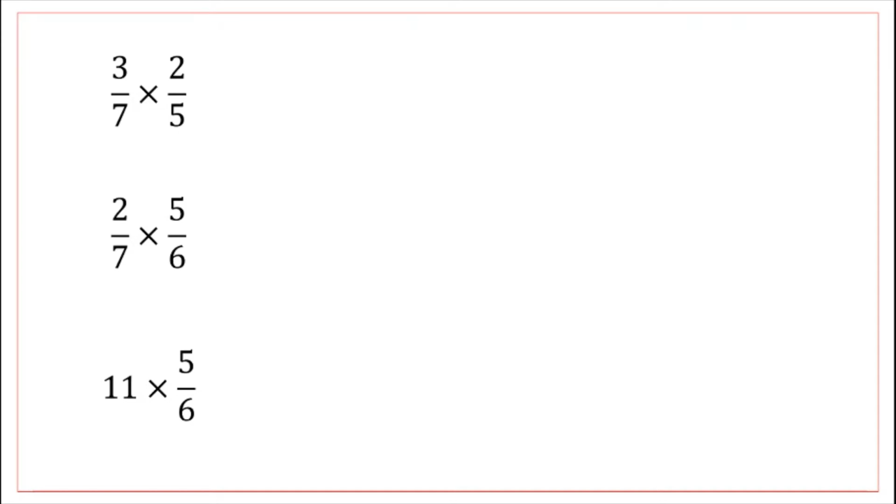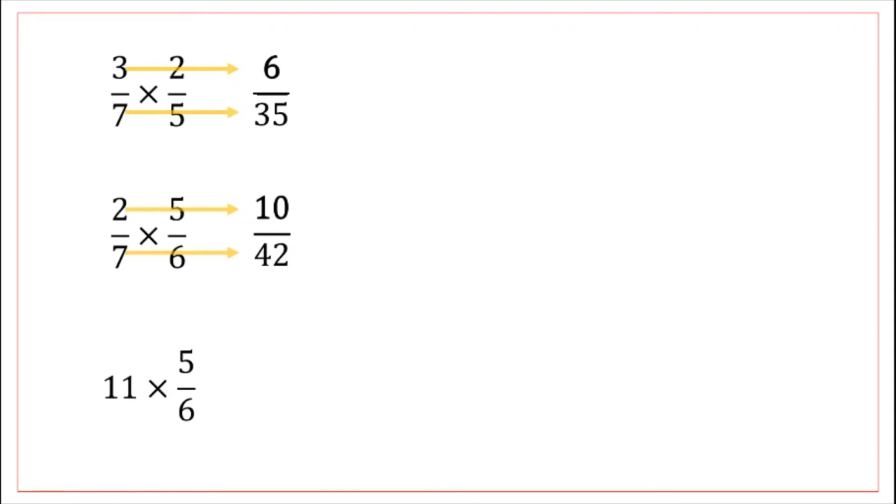All we have to do here is multiply our numerators, the top numbers, together. 3 times 2, 6. Then we multiply the bottom two numbers, the denominators, together, and 7 times 5, 35. That's it. That's all there is to that one. The second one, we do the same thing. We times the top numbers. 2 by 5 is 10. And we times the bottom numbers. 7 by 6 is 42.